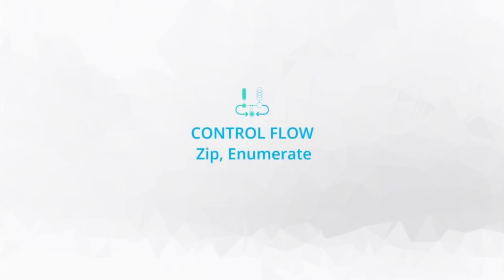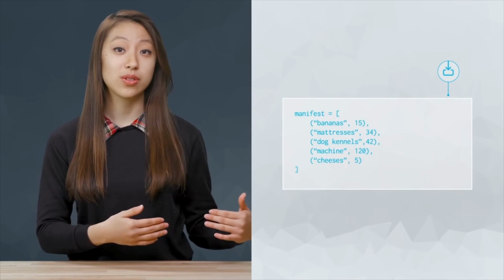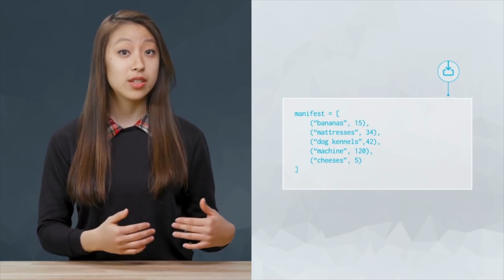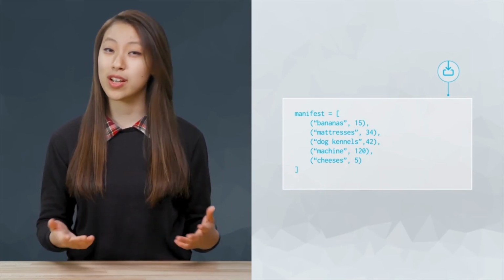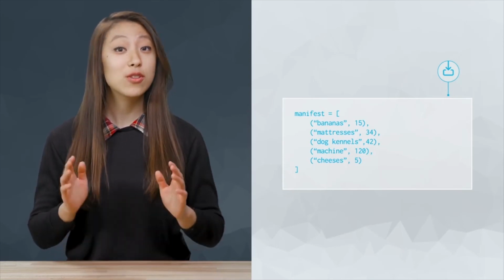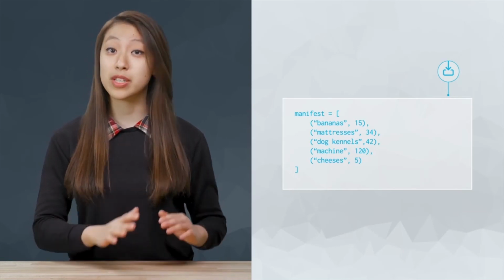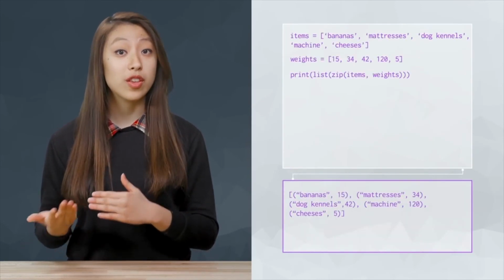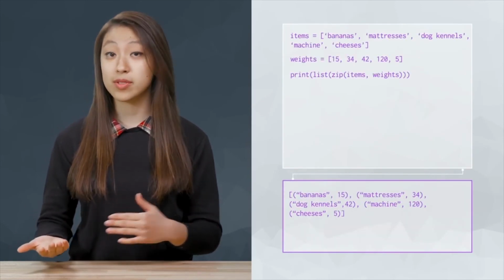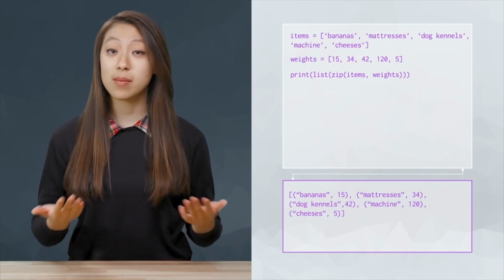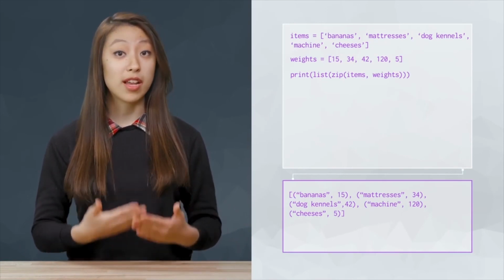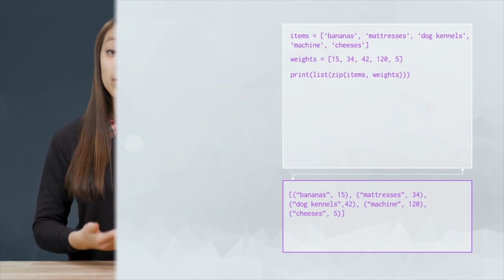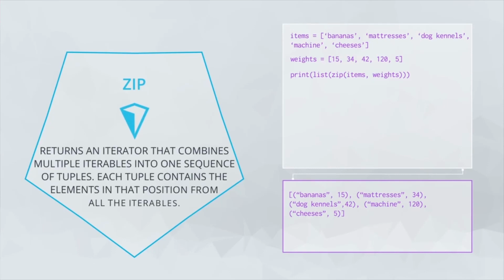Looking back at our list of cargo, notice each element is a tuple of size 2. Iterating through a list with multiple values can be pretty helpful. It's actually really easy to combine and split lists like this. If we originally started with these two separate lists, items and weights, and wanted to combine them to create a list like manifest, we can use a built-in function called zip.